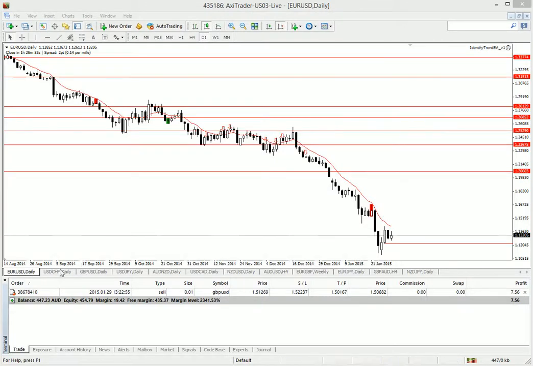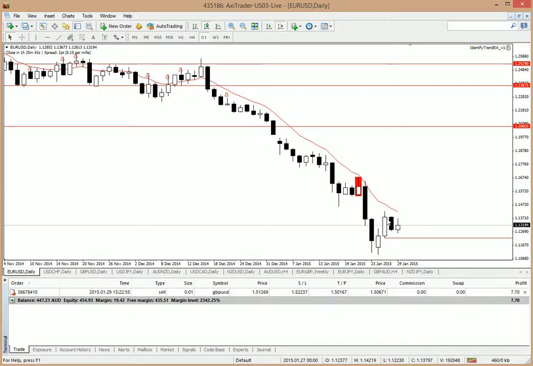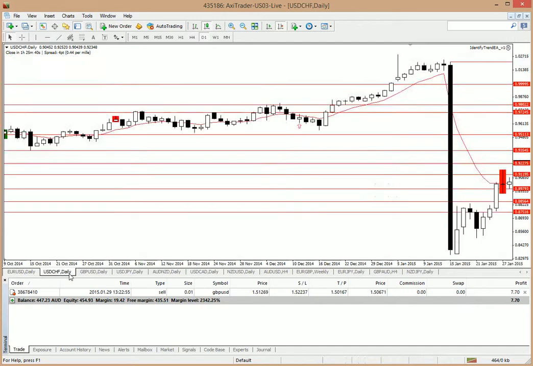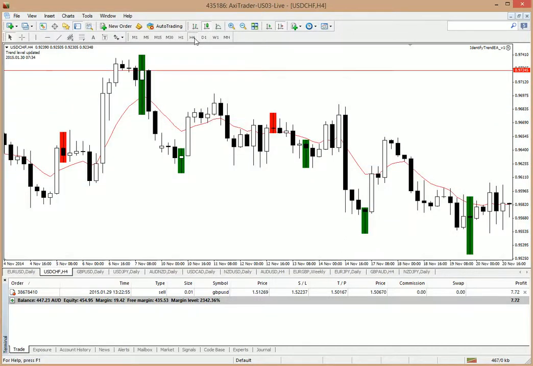Hey guys, this is day 30 of 2015. We're looking at the Euro US dollar chart. You can see that there's an inside bar forming there, and we'll be keeping our eye on the Euro US dollar for any breakouts. The USD Swiss, so we did anticipate that this was going to rally up last night.